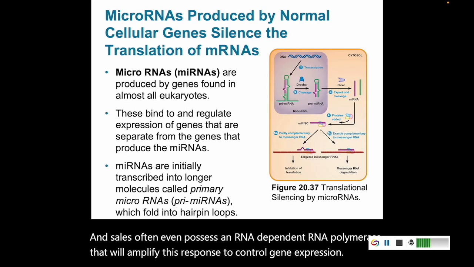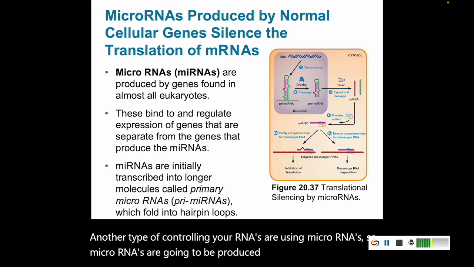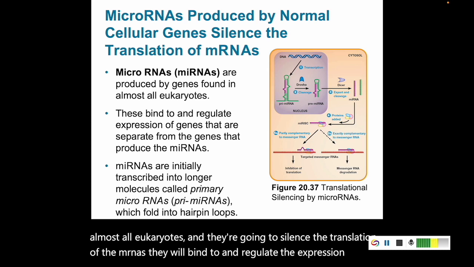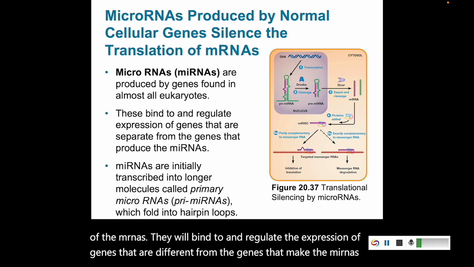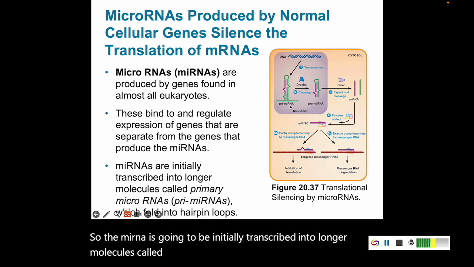Another type of controlling your RNAs is using microRNAs. So microRNAs are going to be produced by normal cellular genes in almost all eukaryotes, and they're going to silence the translation of the mRNAs. They will bind to and regulate the expression of genes that are different from the genes that make the miRNAs. So the miRNA is going to be initially transcribed into longer molecules called pri-miRNAs, and fold into these hairpin loops.